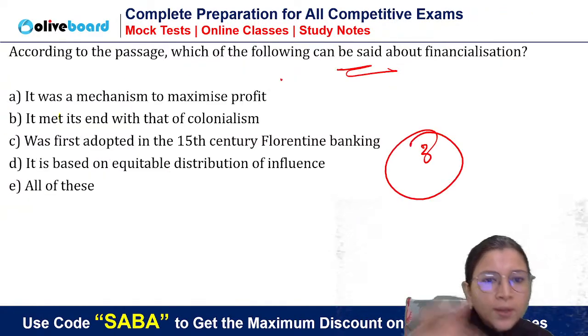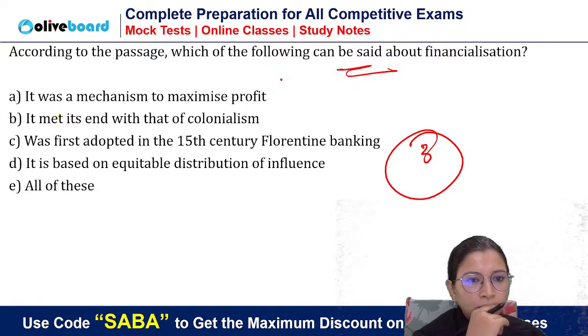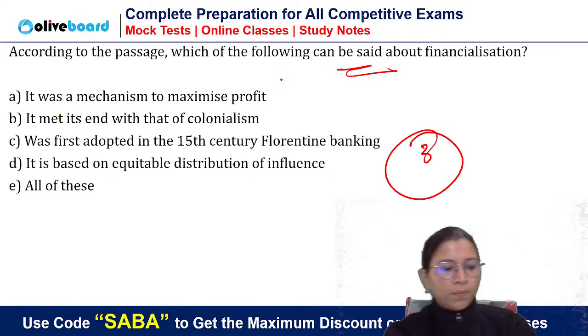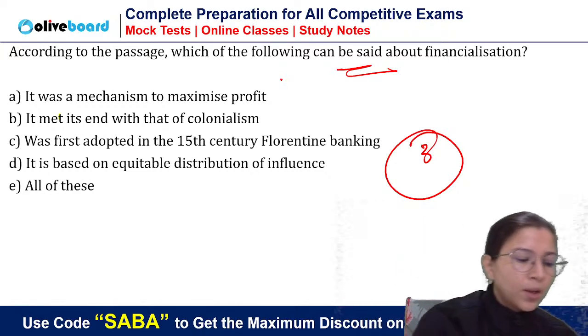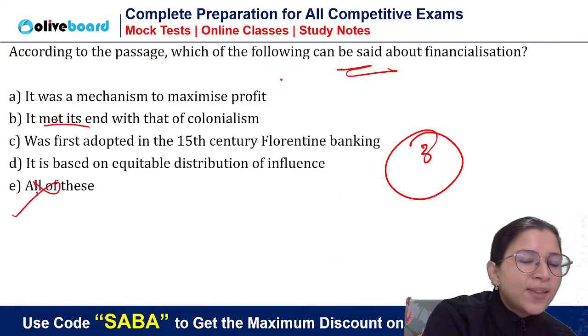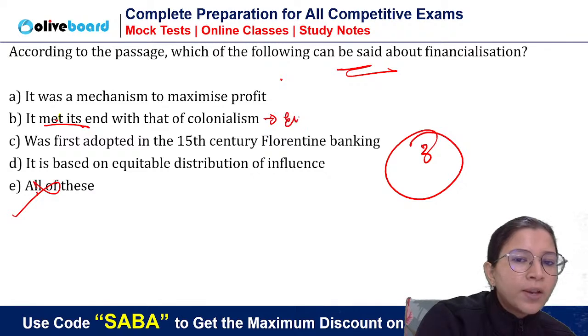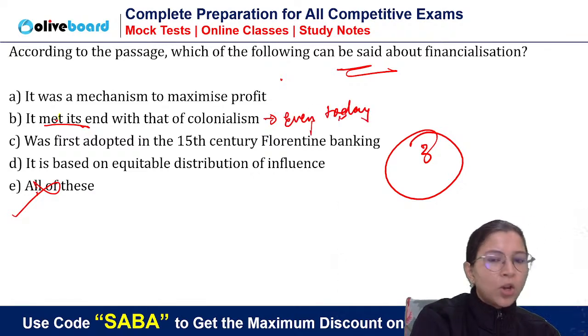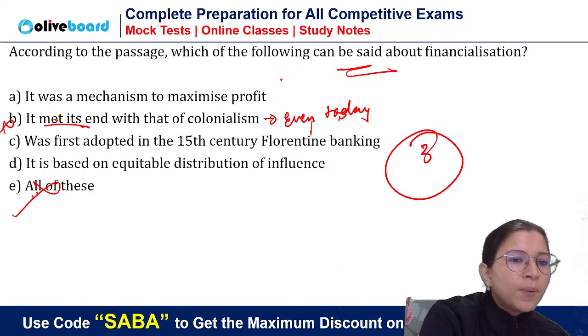Chalo, see the question, guys, quickly. Time is about to end quickly. See, those who are saying all of these will not go because financialization exists even till today. It is given in the passage. It exists even in present time. So you can't say all of these because B is wrong.